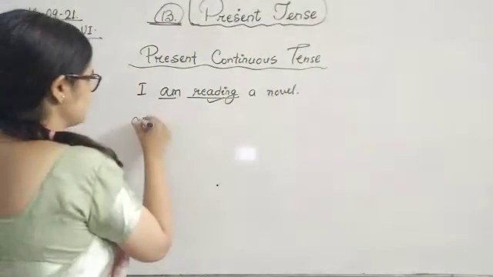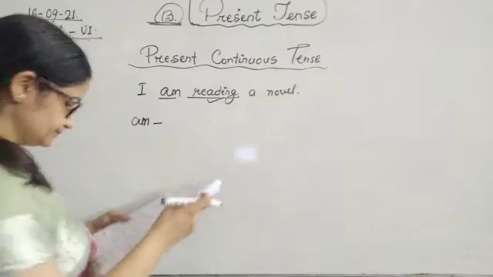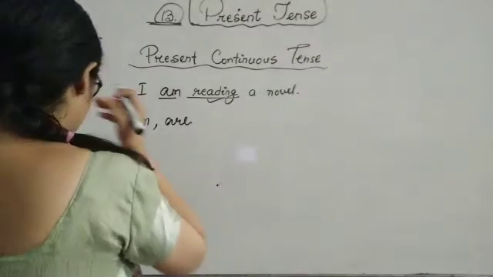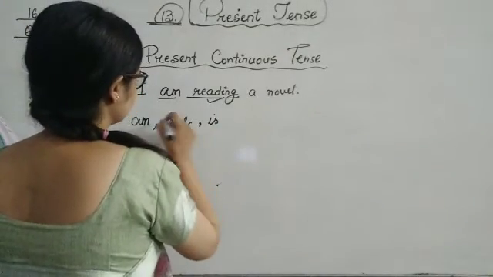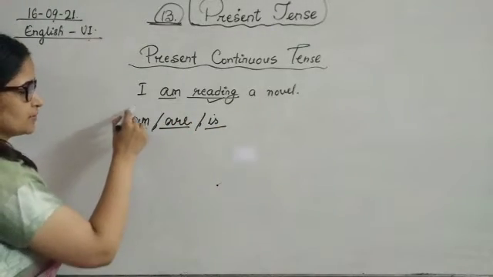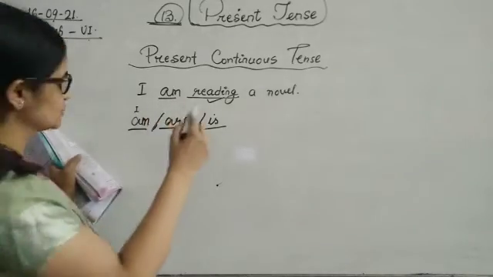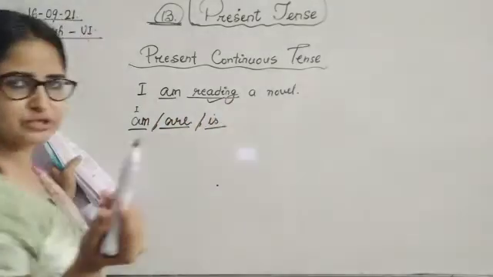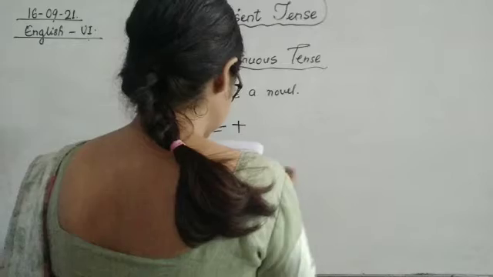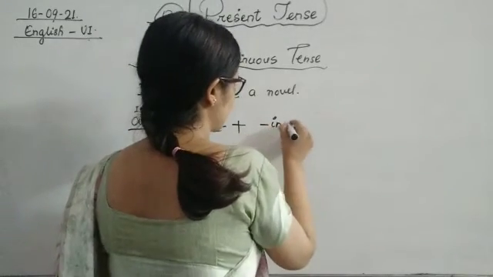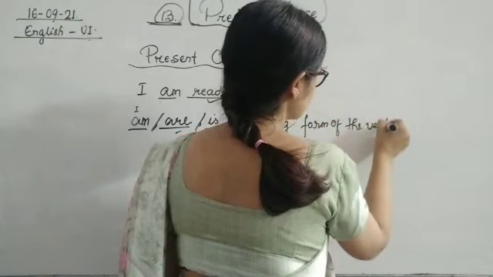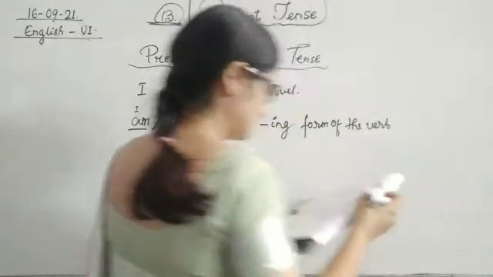You can use am, are or is. Am is used with I. Now you can use any of the three according to the person you are talking about. If you are talking about I, you can use am. For plural subjects, you can use are, and for a singular subject, you can use is. After this, you are going to add the root verb, that means the ing form of the verb. So add the ing form, and then you will be sorted.